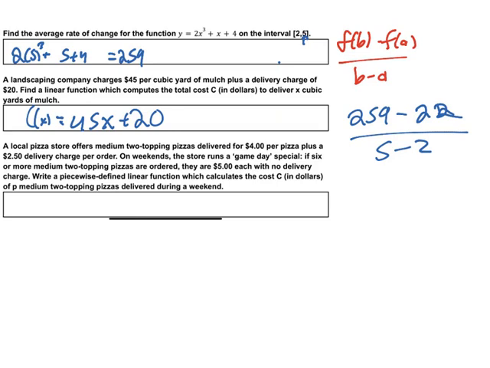Up next, we got this little pizza special. So it's $4 a pizza plus a $2.50 delivery per order. And then on weekends, they have game day. If you order 6 or more, you're only $5 each with no delivery charge. Let's write a piecewise function for this. Okay, so we can see that our cutoff is at 6. So whenever x is greater than or equal to 6, it's $5 each. Whenever x is less than 6, it's $4 a pizza plus $2.50 delivery fee.